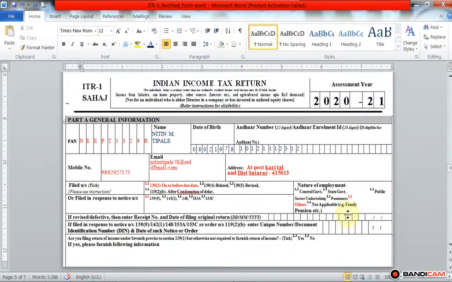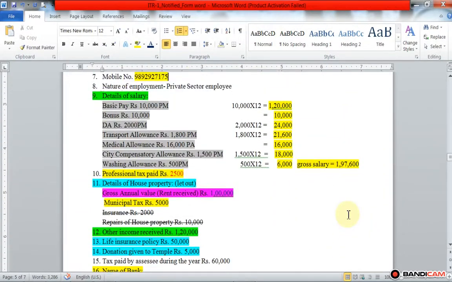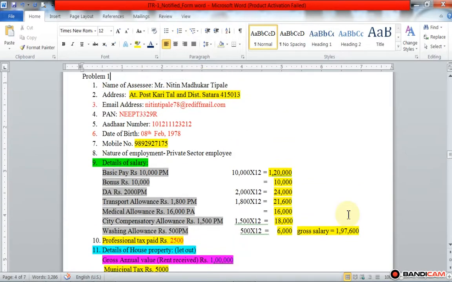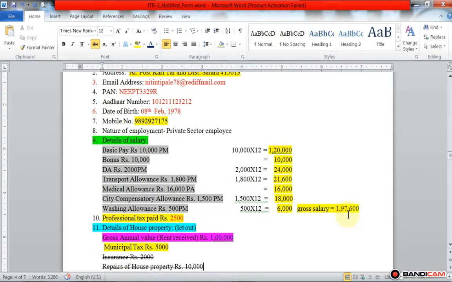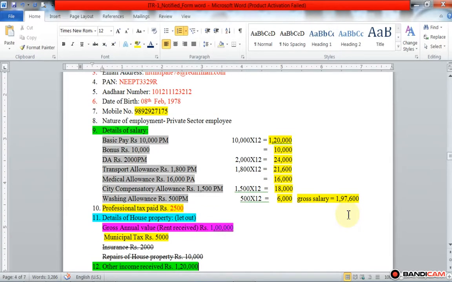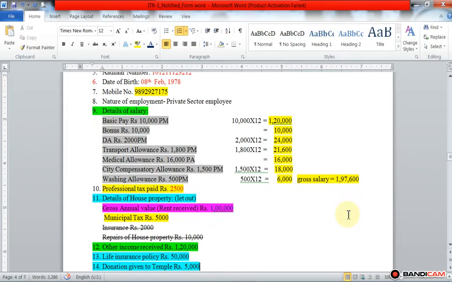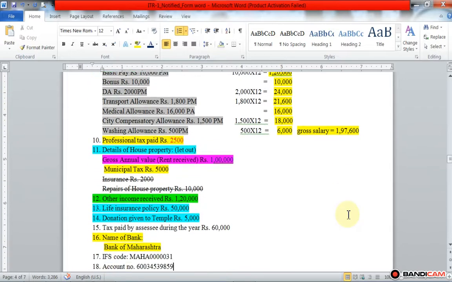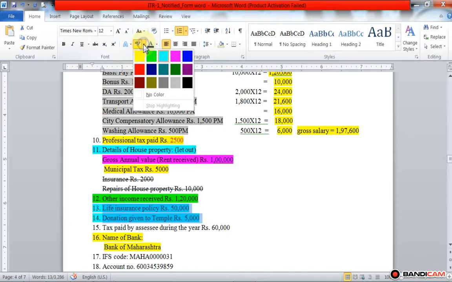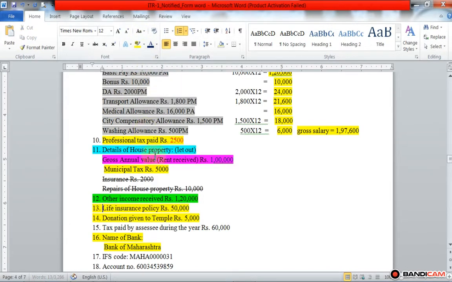So we have taken into consideration all the things here: salary details, Aadhar card, nature of employment, that is the general part of general information. Then salary, house property and other income are also taken into consideration. But points 13 and 14 are not yet taken into consideration, which relate to the LIC policy of 50,000 and the donation given to a temple.